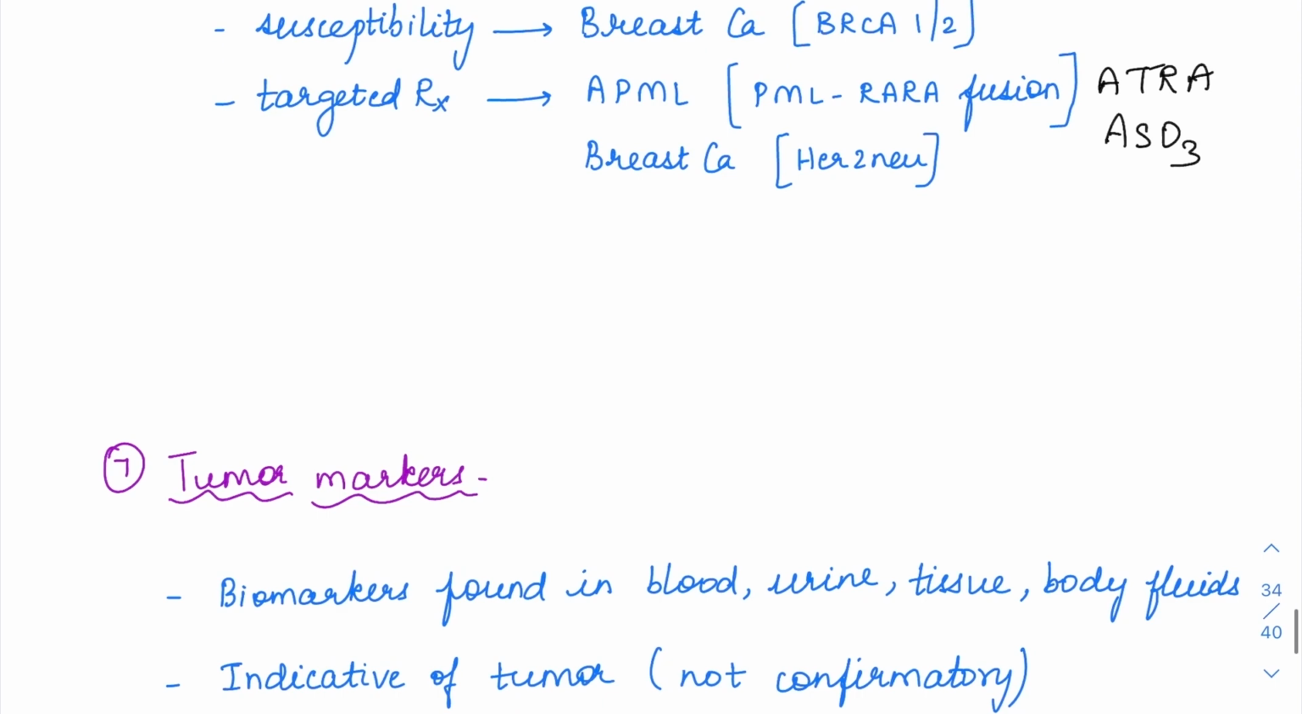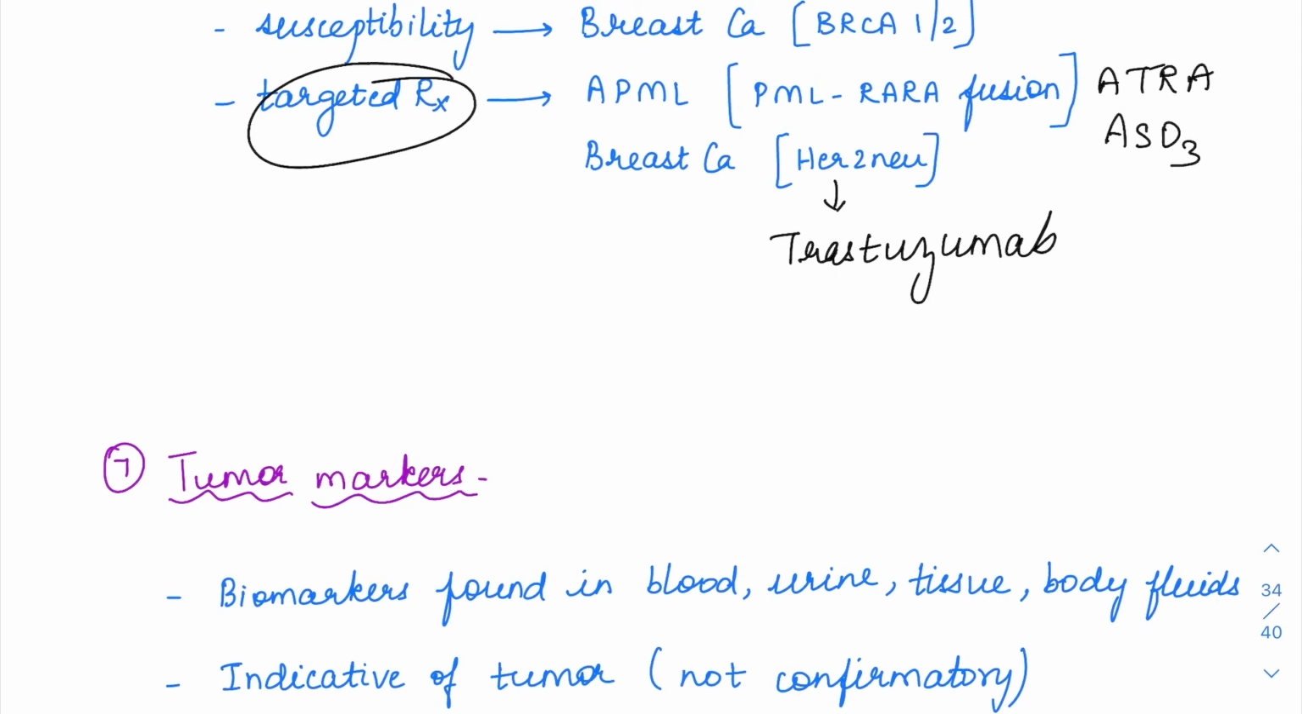And then breast cancer, HER2/neu amplification, if you detect it by FISH, it is going to respond to trastuzumab, which is a monoclonal antibody. So targeted therapy is the most important implication for molecular methods now. Okay. So targeted, tailored therapy is there.